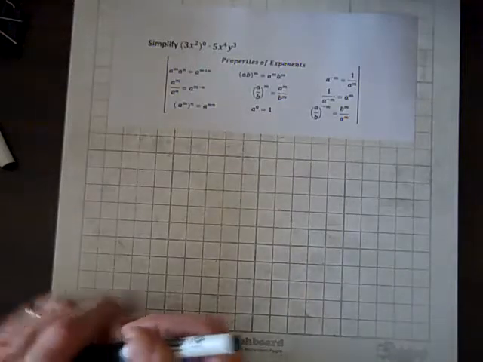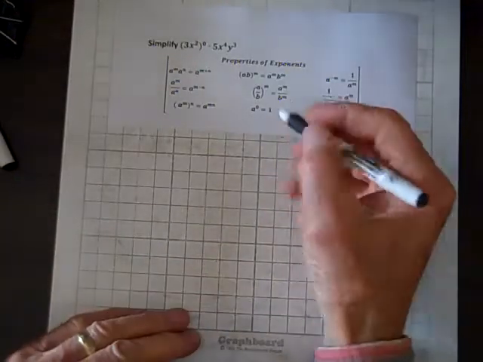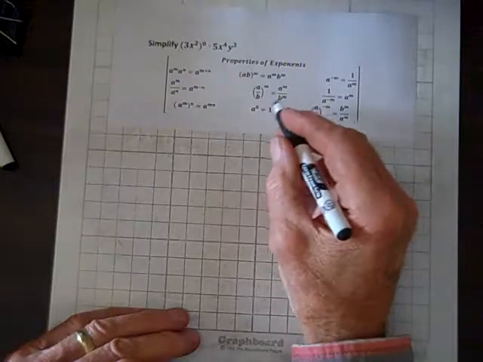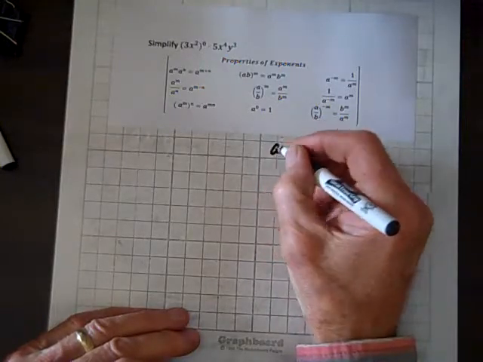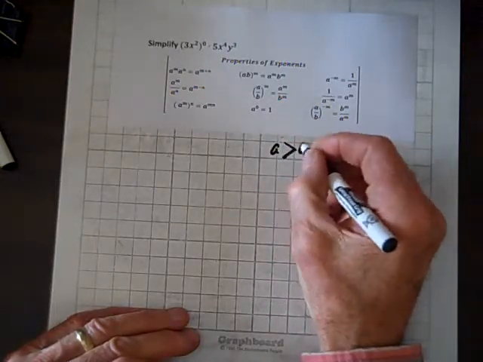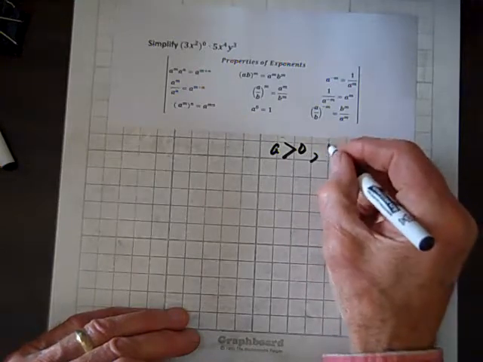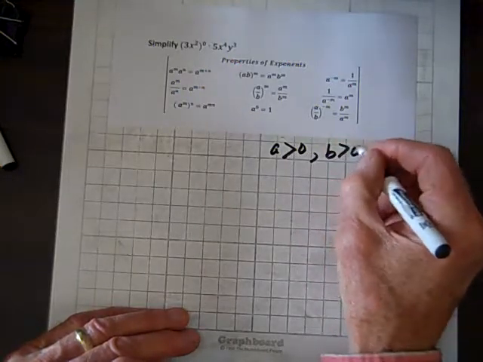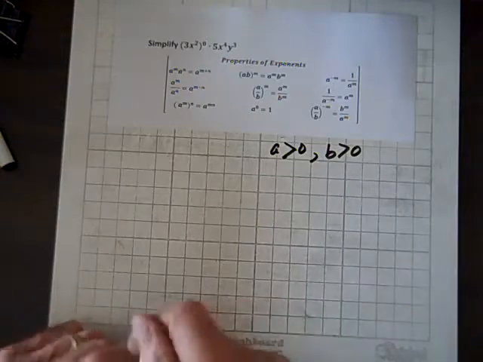Now we're going to deal with the exponent 0, but before we do, let me point this out. The a here is greater than 0. The b here is greater than 0.